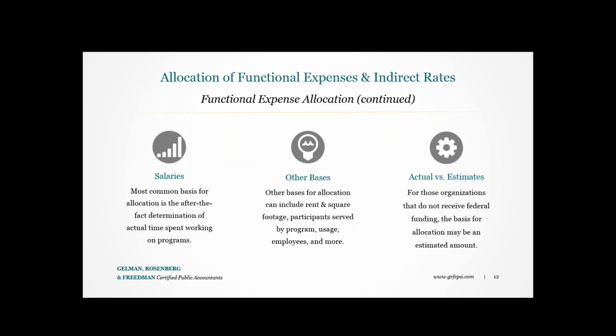So we started to talk a little bit about the idea of allocating costs, but we really haven't yet explored how that process is accomplished, or some of the basis that you could potentially have for allocating costs across those categories. And I will say, the most common approach, the one we see the most often, is salaries. The salaries and the tracking of time as the basis for allocation of costs.